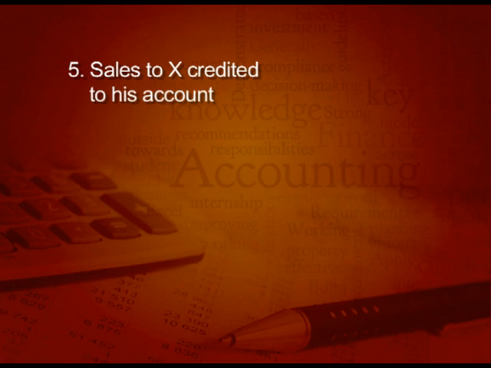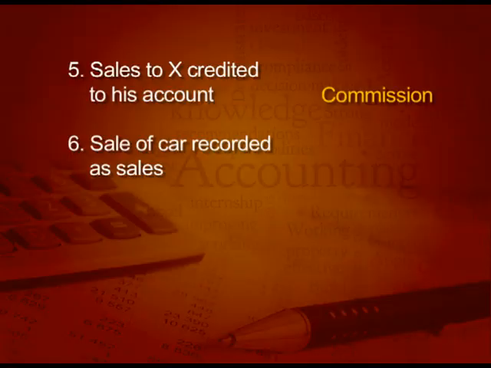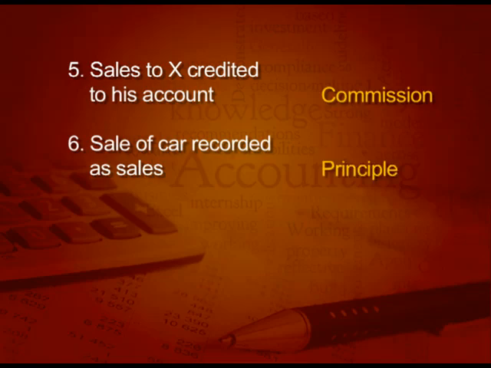Next, sale to X, credited to his account. Now, when you sell to X, you have to debit. Now, you have credited. Which kind of error? No, no, no, no. It is not principal, it is commission, because you have just written credit instead of debit. Nothing else. Next one, sale of car recorded as sales, whereas it should be written as asset sale, and you have recorded it as a normal sale. So, this is an error of principle.